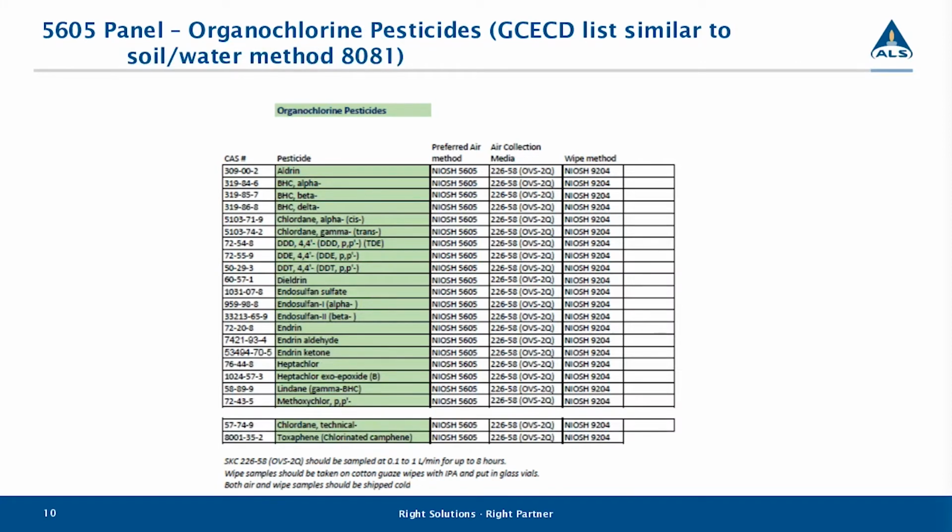The next panel I'm going to reference is what's called organochlorine pesticides, meaning all these pesticides have a chlorine as part of their molecular structure. If you are in the soil and water industry, you may recognize this list as being the same list as the method SW8081. That's actually kind of where we came up with this list.